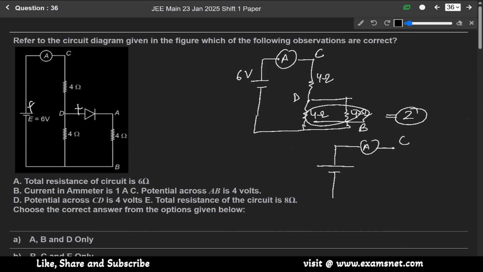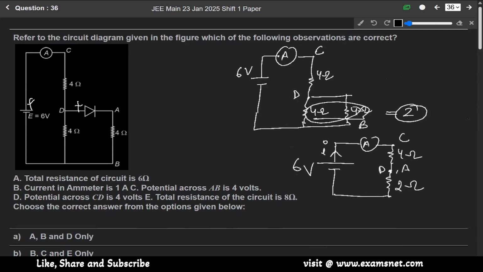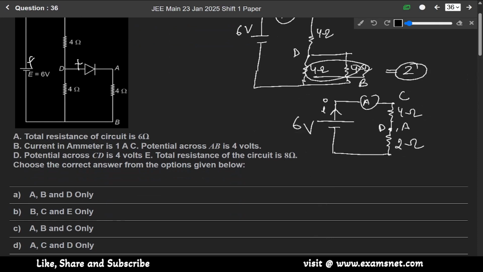This is point C. This is 4 ohm. This is D. Actually, D and A have the same potential. This is 2 ohm. Okay. This is 6 volt and current is flowing in this direction. So these 4 ohm and 2 ohm, it means 6 ohm. So among these options, total resistance of the circuit is 6 ohm. 4 plus 2, 6. This one is correct.